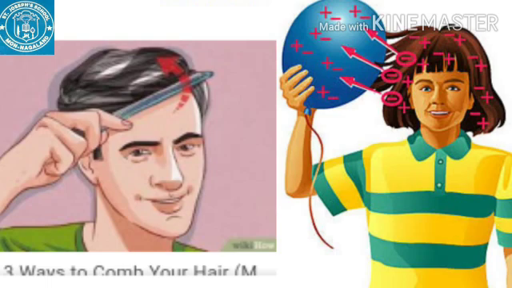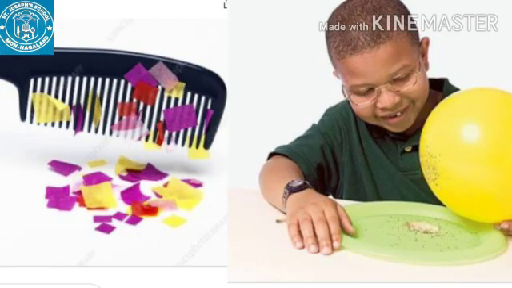Rub a comb on your hair, then you bring it close to a balloon or small bits of paper. Then the balloon or bits of paper will get attracted towards the comb. Why? Because the comb gets charged due to the friction. The force that attracts the paper or the balloon towards the comb is called electrostatic force. And see, electric air purifiers used in chimneys make use of this force.